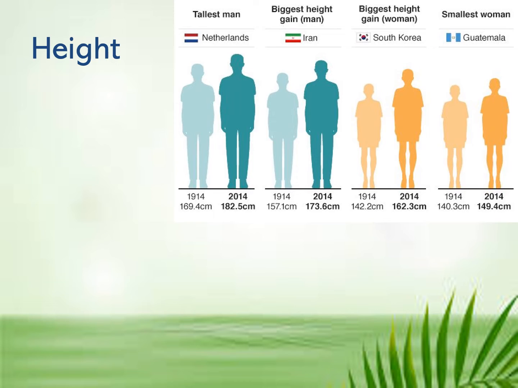This is data that shows the change that happened over 100 years, from 1914 to 2014. It's quite interesting data, actually. If you look at the tallest men, the Netherlands now has an average national height of 182 centimeters for males. But look at the difference, 169 to 182. Iran, 157 to 173, when it comes to height differences over 100 years. Also, the biggest height gain is South Korea, 142 to 162. I don't know what environmental factor caused that, but apparently that's according to the data. And Guatemala, 140 to 149.